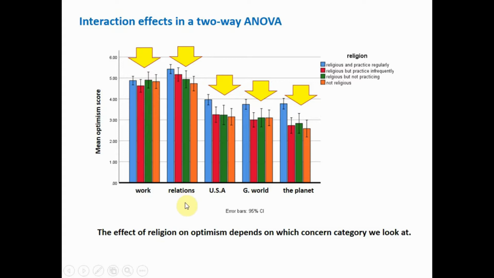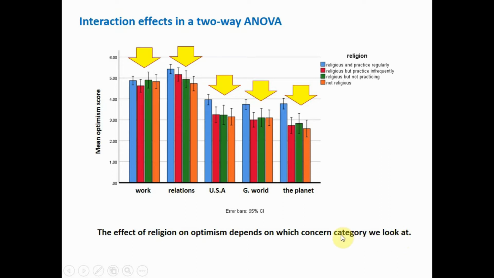So we get a different answer depending on which level of religiosity we look at. So that's telling us that there is an interaction effect. And again, we're going to look at the F value to see if that is significant. Now, this is one way of looking at an interaction effect. We can ask, does the effect of religion on optimism depend on which concern category we look at?